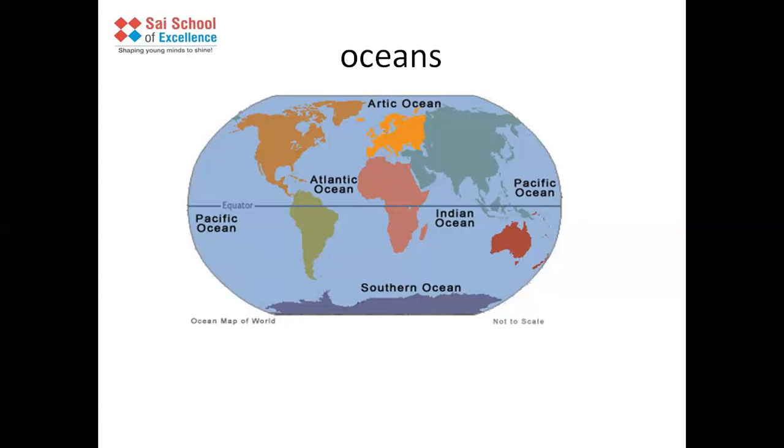There are 5 oceans. They are the Pacific Ocean, Atlantic Ocean, Indian Ocean, Arctic Ocean, and Southern Ocean. The Pacific Ocean is the largest and the deepest water body on the earth, and the Arctic Ocean is the smallest ocean in the world.